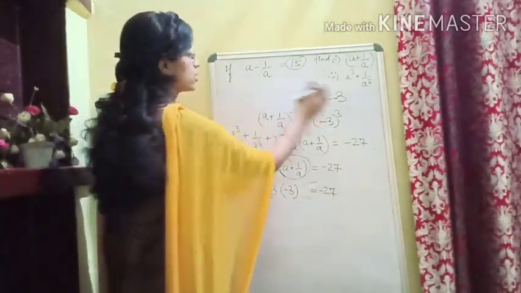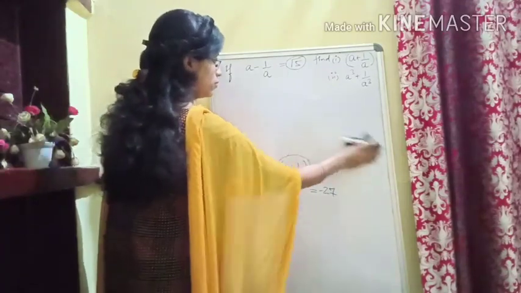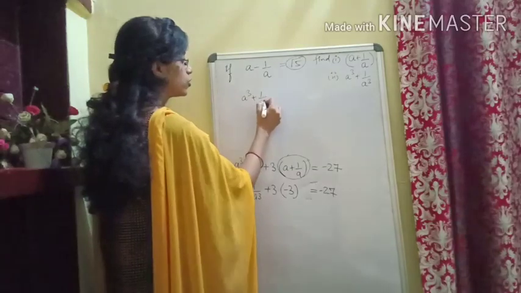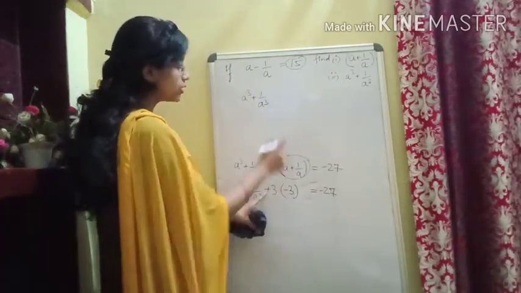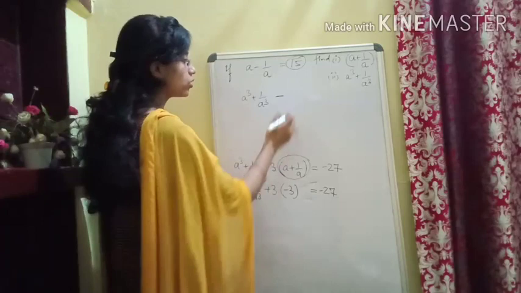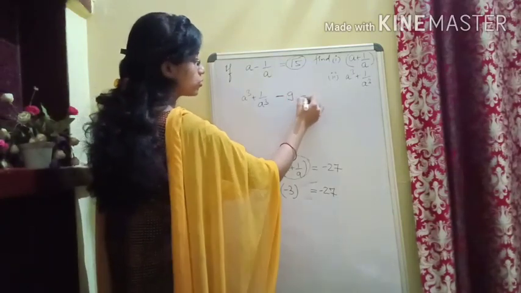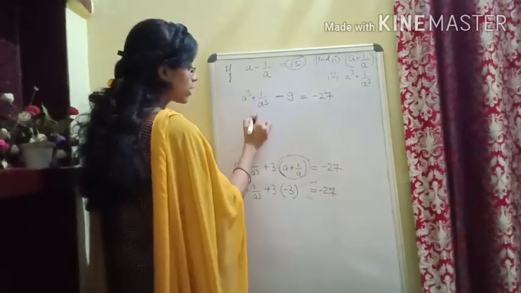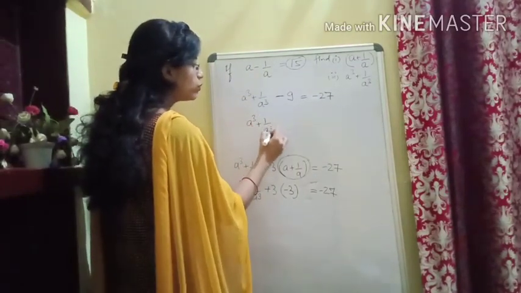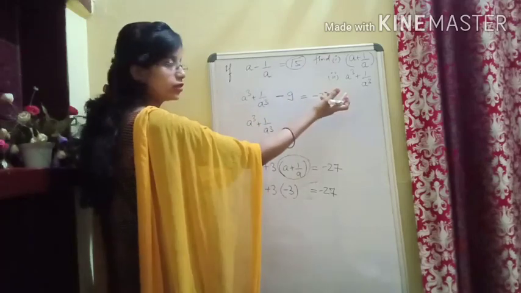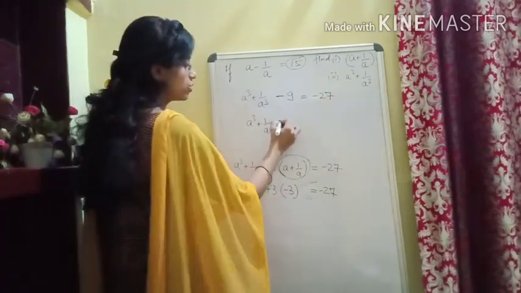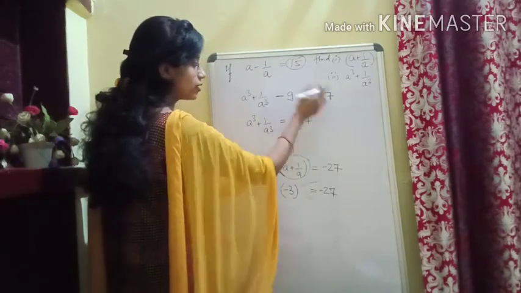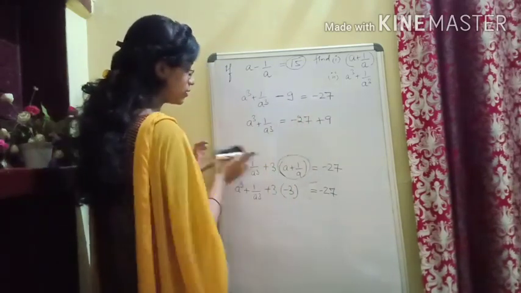Now we have to calculate the value. We have this a cube plus 1 upon a cube. Now you see, plus minus minus, 3 into 3 is our 9, equals minus 27. Is it clear? Now we have to calculate a plus 1 upon a cube. This minus 9 will go to the other side and it will become plus 9. So we already had in the RHS minus 27. This will give you plus 9, isn't it?